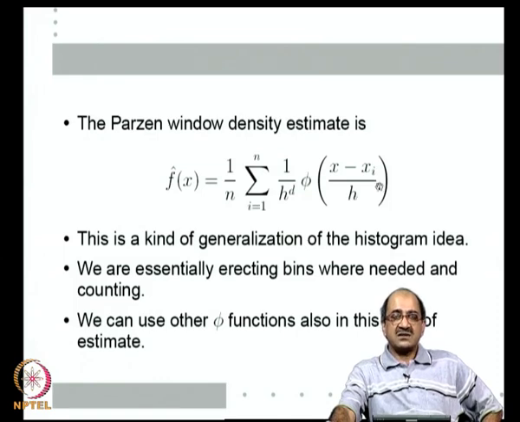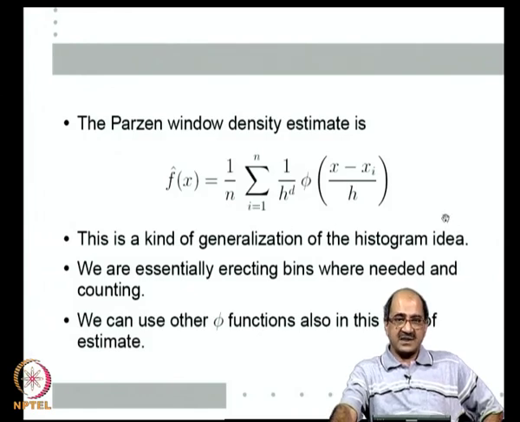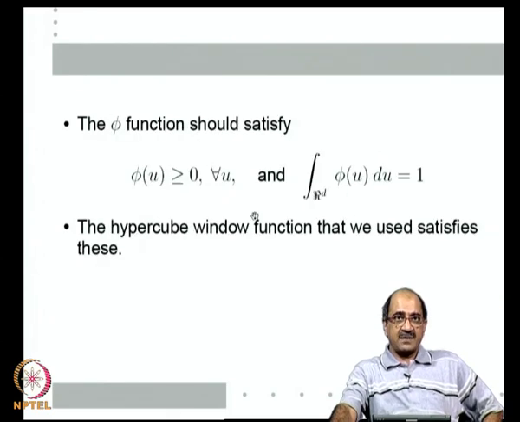All such estimates are called kernel density estimates, and sometimes also called Parzen window estimates. Originally only the hypercube estimate is known as Parzen windows, but generally any permissible phi, when you use it, is called a Parzen window estimate or a kernel density estimate. So, let us ask what are the properties that phi should satisfy.